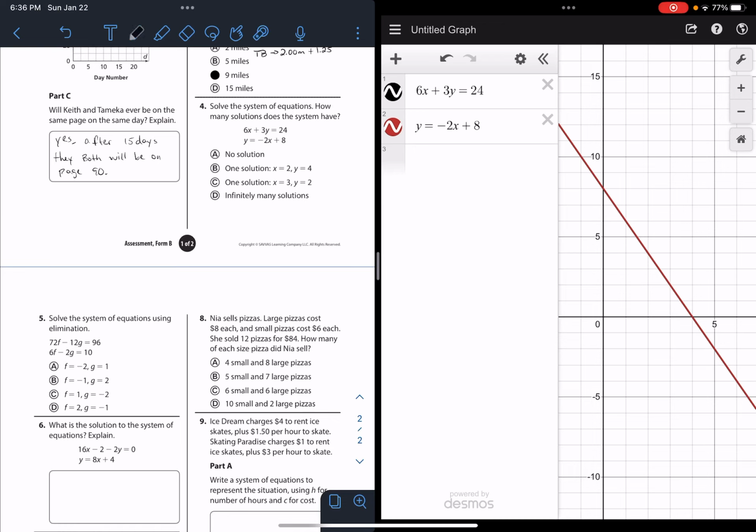Well, hopefully you guessed it. It should be infinitely many solutions. They're the same line. They're right on top of each other. Infinitely many solutions. And great job.